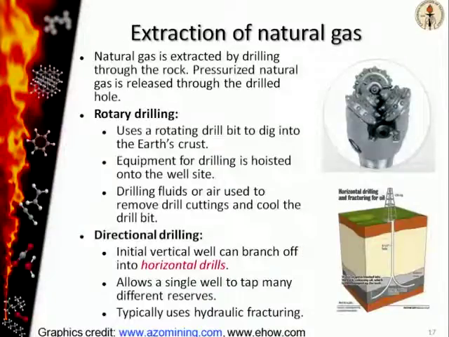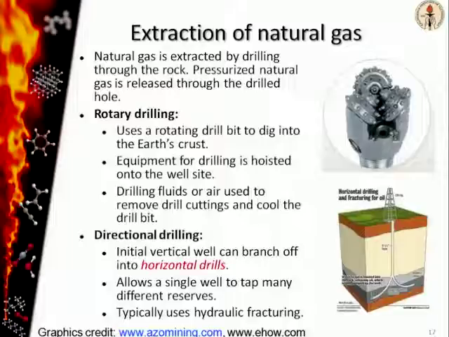The next step is to extract the natural gas out of the reservoir, and this is done essentially by drilling through the Earth's crust. There are different methods that are followed here. The photograph here shows a rotary drill, which used to be the traditional way of drilling the well into the Earth's crust. In this case, you have the rotary drill bit digging into the Earth's crust and producing the initial well. And during the course of the drilling, you use fluids or air in order to remove the drill cuttings, as well as to cool the drill bit.